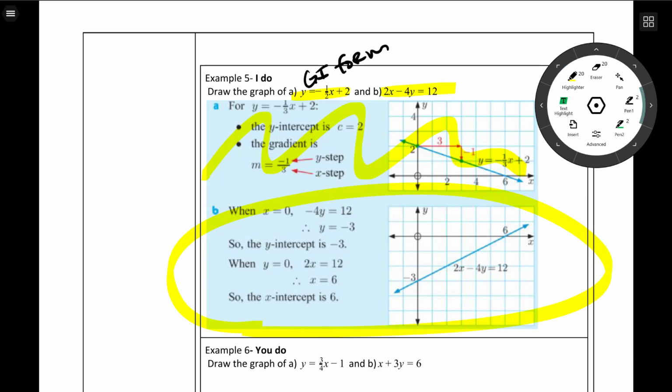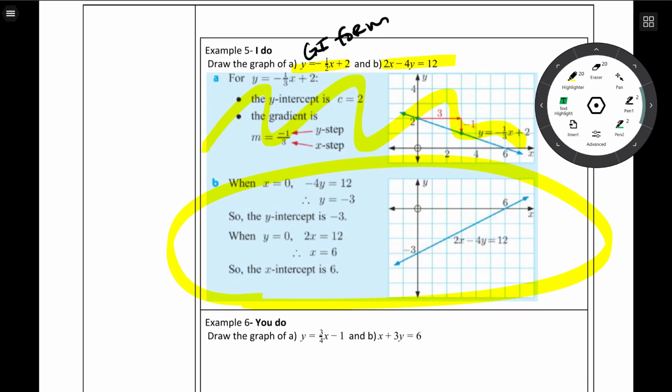Okay? When x equals 0, we have negative 4y equals 12. Therefore, that's what these three dots mean. These three dots mean therefore. y equals negative 3. So the y-intercept is negative 3. Okay, I understand what we're saying here. This is general form, and if this is general form, then I can just find the x-intercept and the y-intercept, and then I can plot those 2 points.